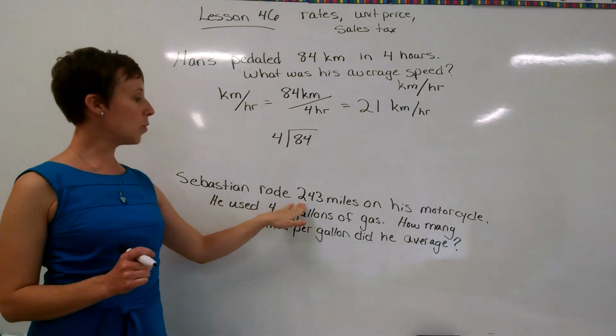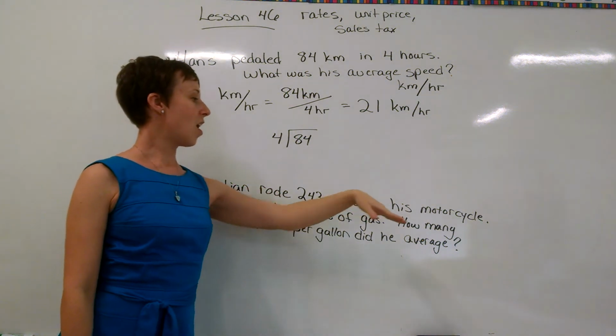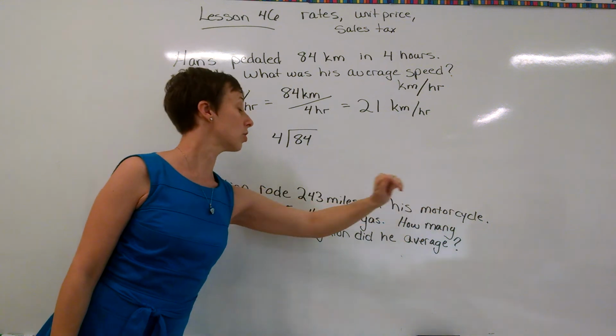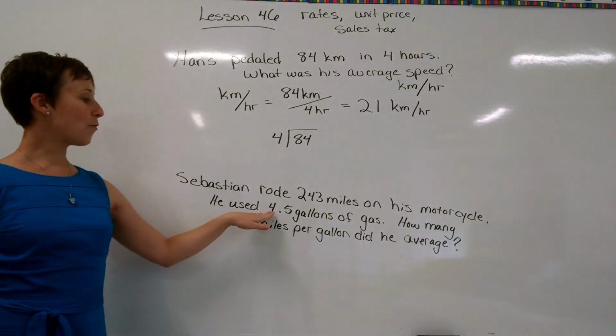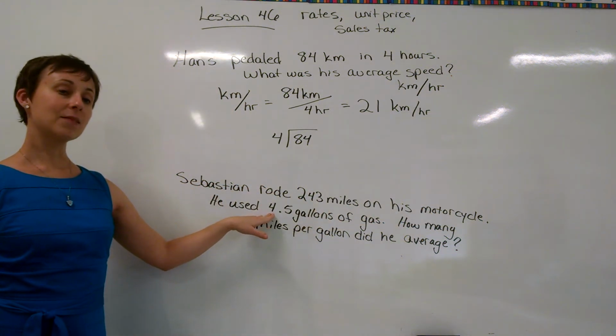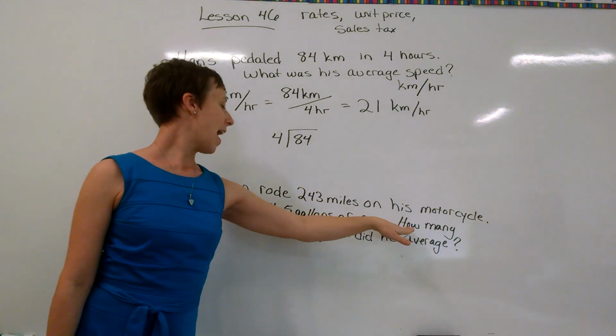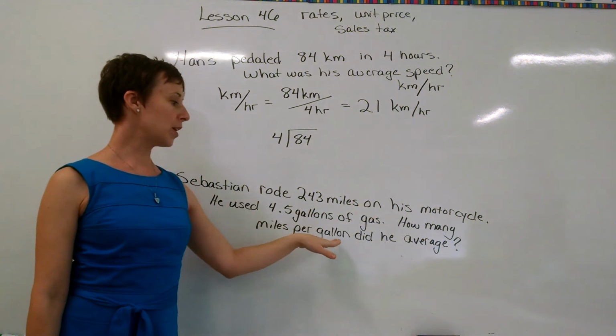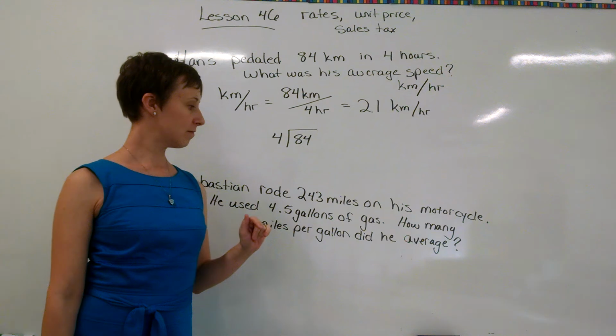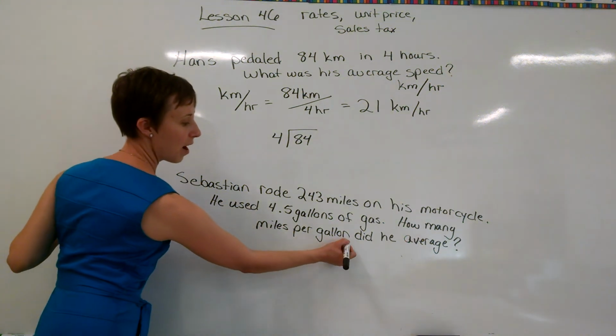Sebastian rode 243 miles on his motorcycle. It's a good trick too. He used 4.5 gallons of gas. How many miles per gallon did he average? Well, there's the trick to our problem.